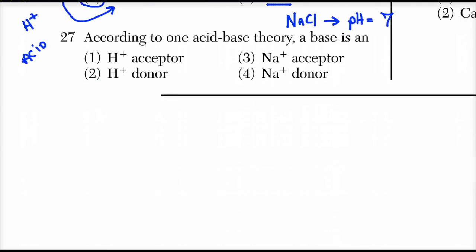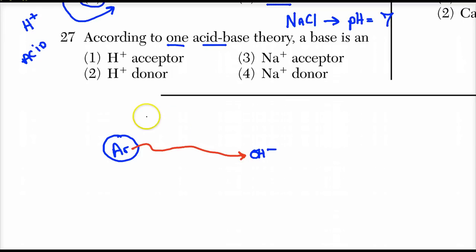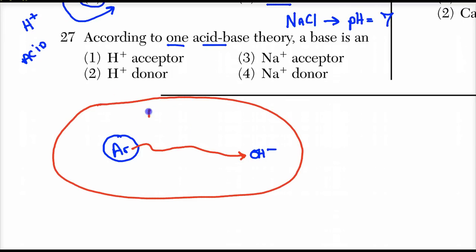Number 27, according to one acid-base theory. Notice we're in the acid-base part of the questions of the test. A base is a what? Well, we know the Arrhenius definition, the simplest and least in scope, suggests that you produce OH minus as the only thing in solution. Now, a better definition that encompasses all the earlier definitions is the Bronsted-Lowry definition, which you don't have to know by name, that says to be a base, you are a proton acceptor.